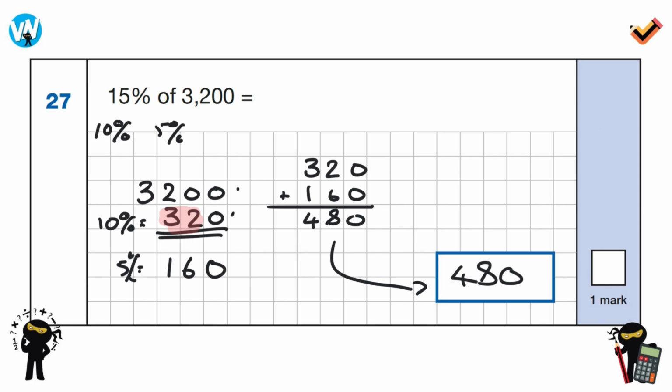It's in the back end of the paper. And this really, as long as you can find 10%, the hardest bit in this question was probably halving 320. Okay, but that just comes down to being able to do that.